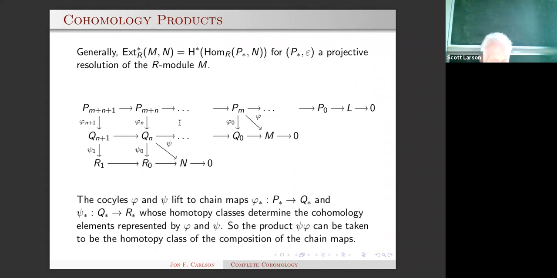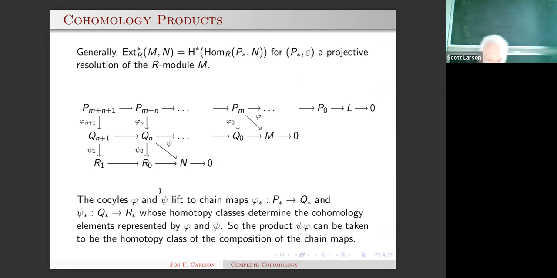You can do the same thing if I've got a cocycle psi from Qn into N. This propagates to give you a chain map on the projective resolutions from the Q resolution to the R resolution. So, as I say, these two cocycles lift to chain maps. This lifting is not unique, but it is unique up to homotopy of the maps. And the homotopy classes determine the cohomology elements.